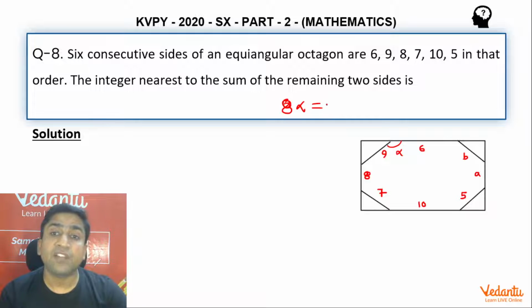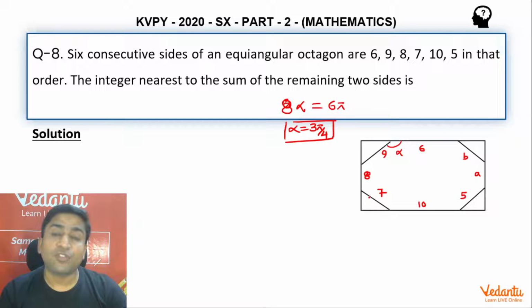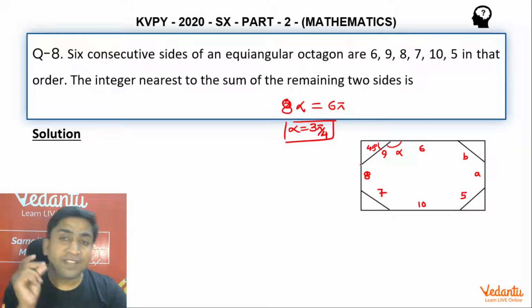So if 8 alpha is equal to 6 pi, then alpha is 3 pi by 4, that is 135 degrees, the interior angle. If that is the case, then in an equiangular octagon, this angle has to be 45 degrees. Now that is the crux of this question.